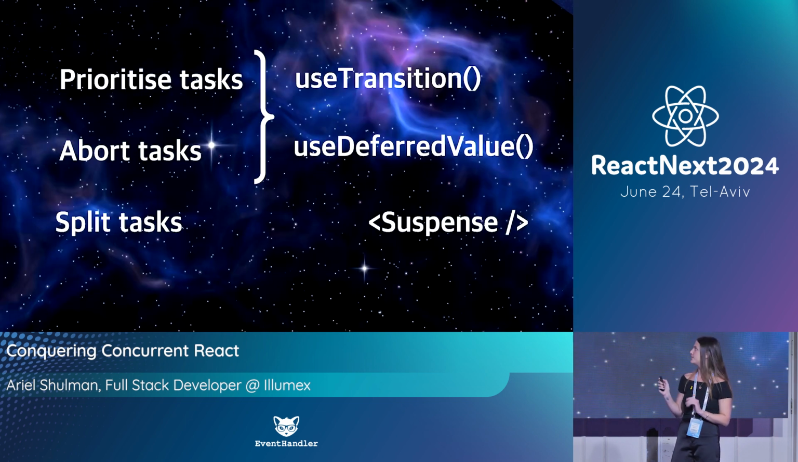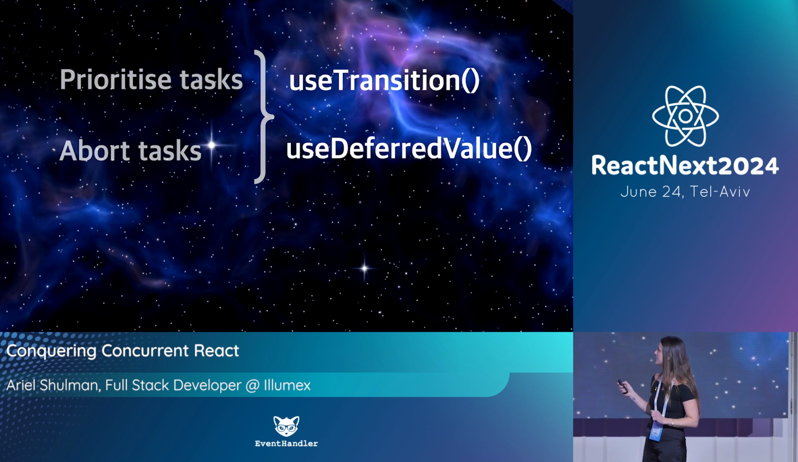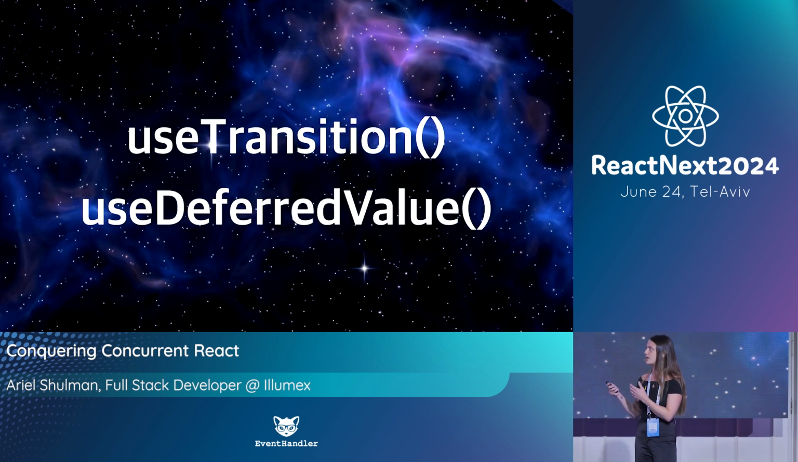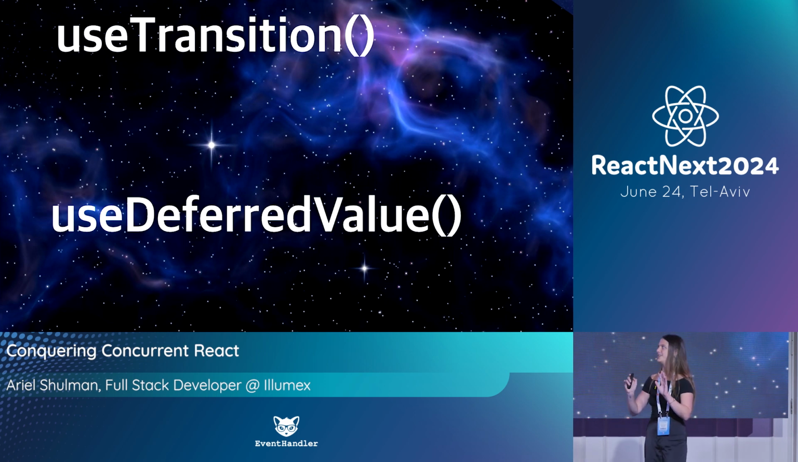Now, Suspense is easier to explain, I think. useTransition and useDeferredValue are slightly more complicated. So useTransition and useDeferredValue are ways to cause background rendering. It would be very obvious with the drawing, don't worry. We'll just go over the syntax quickly.